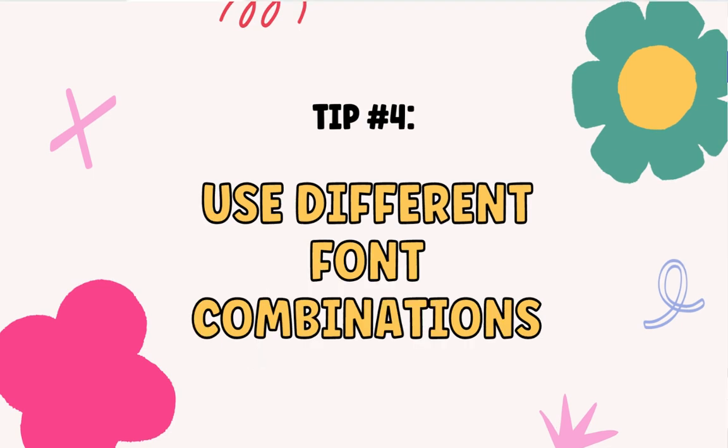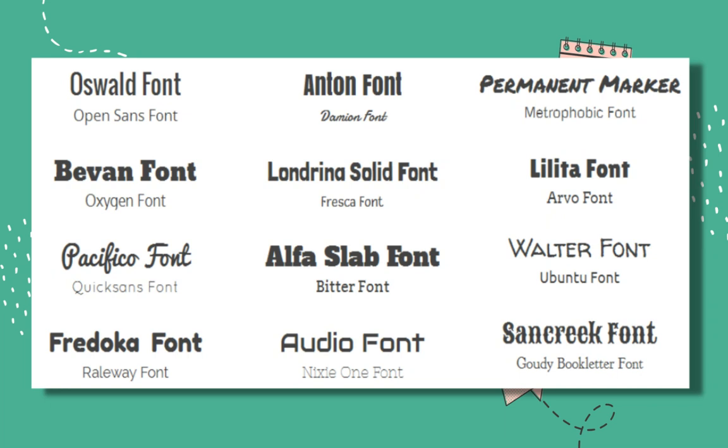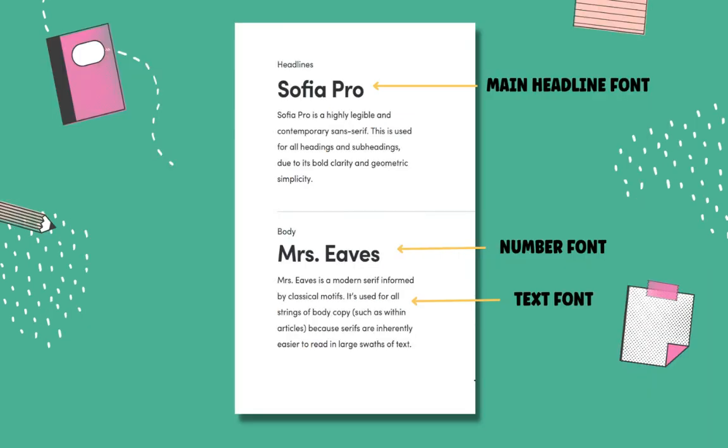Coming in at tip number four is to play around with different font combinations. Now, I'm not saying to go font crazy here, because that can really turn a design into a complete mess. I would say use maybe two to three font combinations tops. Maybe a really nice font for your title, a really nice font for your text or paragraph, and then another as a supporting font for something else.